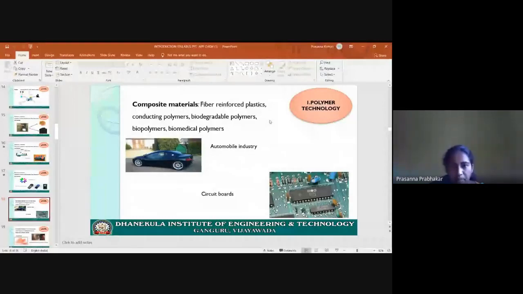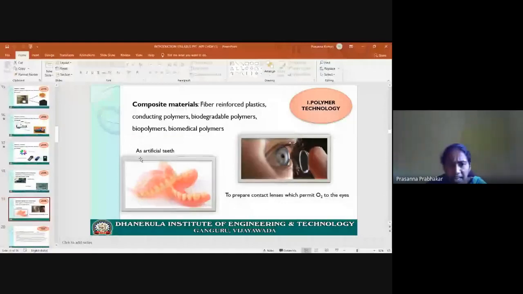Here some examples we may give are fiber reinforced plastics, conducting polymers, biodegradable polymers, biopolymers and biomedical polymers. These all are the examples of composite materials. Composite materials are used in things like artificial teeth and to prepare contact lenses. These all are the examples of composite materials.